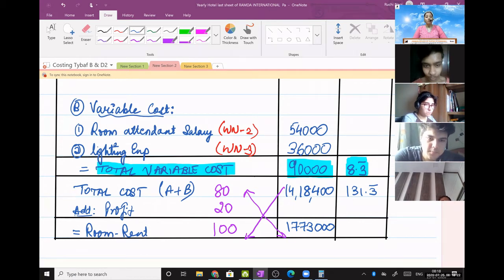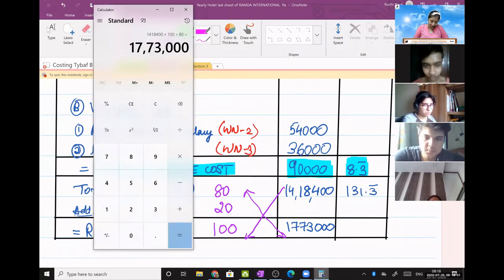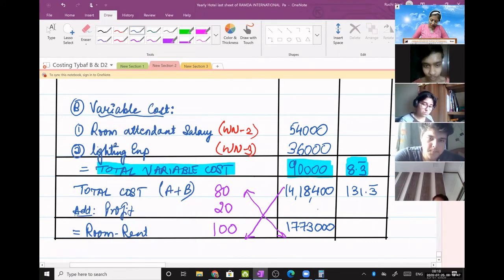Then we have to calculate profit. Either you cross multiply and calculate it, or selling price minus cost price is profit. Do it either way. So this is my selling price, my room rent, minus my cost price. My cost price is my total cost, 14 lakh 18,400. So it is 3 lakh 54,600.